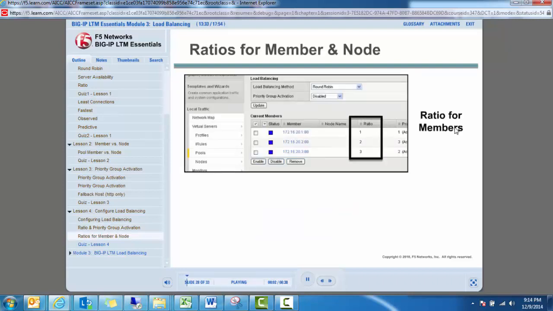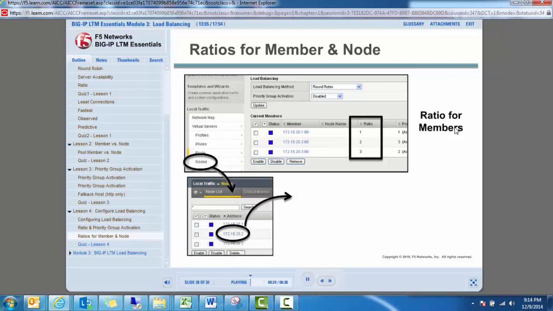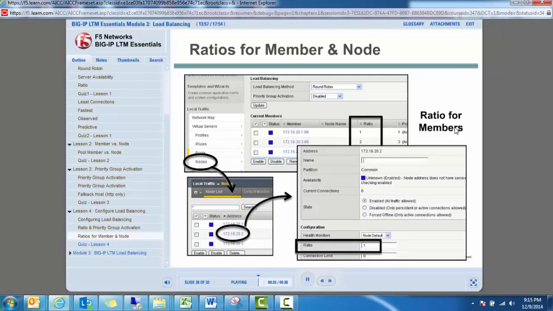Note that the ratio number within the pool is only relevant if the selected load balancing method is ratio, member, not ratio, node. If a load balancing method other than ratio, member, is chosen, such as round robin shown here, the ratio numbers would be ignored. If you choose a ratio, node, load balancing method, you must set the ratio within the node as opposed to within the pool member. Again, let's take a minute to test your understanding of BIG-IP LTM load balancing methods.